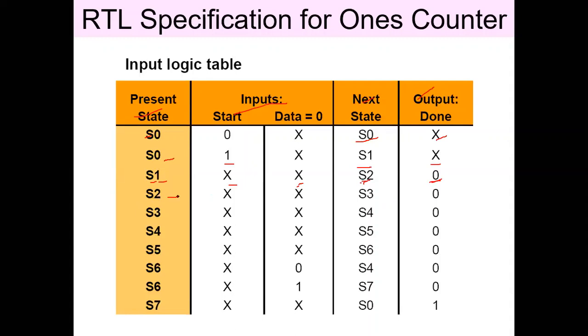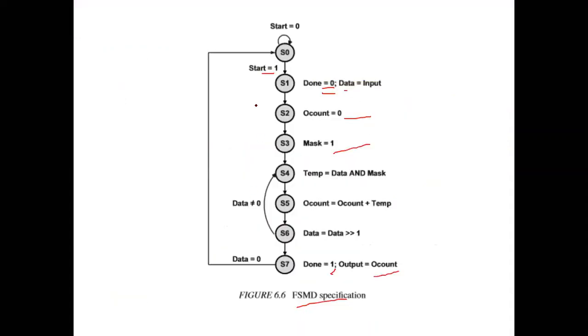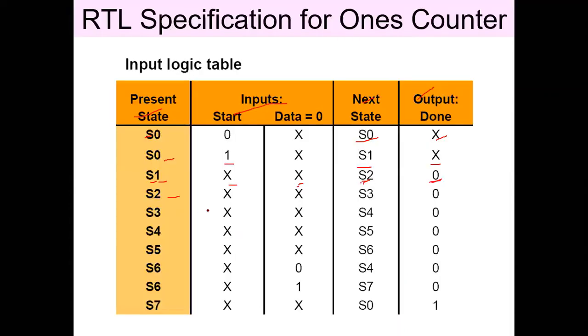Similarly for S2, in the next clock cycle it moves to S3. The state changes to S3, independent of the data. Again, neither the start signal nor data is considered here. It makes the next state S3. Similarly for S3 to S4, there is no condition check; in the next clock cycle it is S4. S4 to S5, no condition check. S5 to S6, no condition check, independent of any input, it moves to S6.